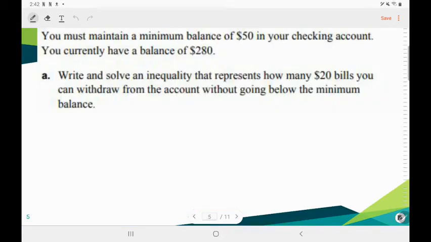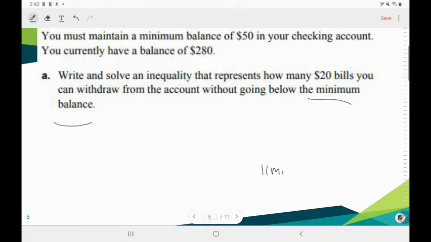Let's answer a story problem. You must maintain a minimum balance of $50 in your checking account. You currently have a balance of $280. Write and solve an inequality that represents how many $20 bills you can withdraw from the bank without going below the minimum balance.